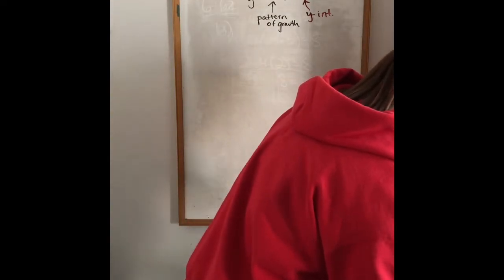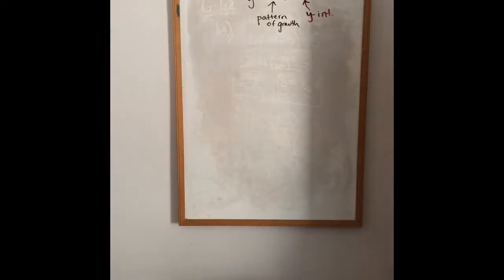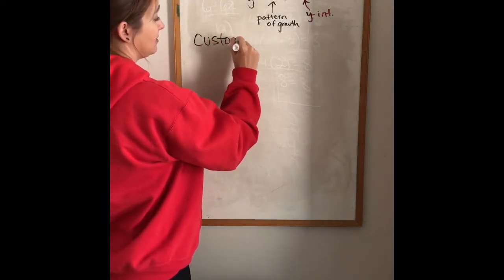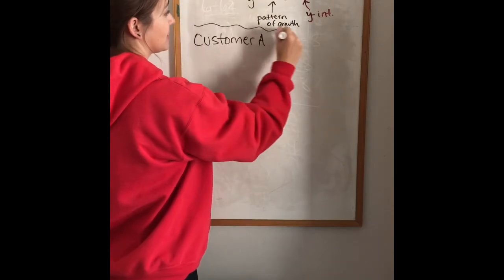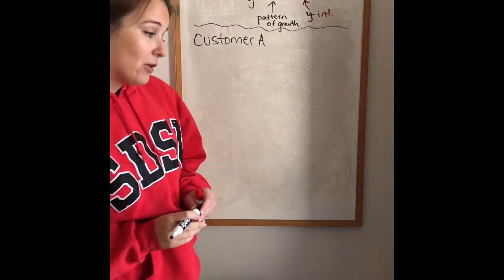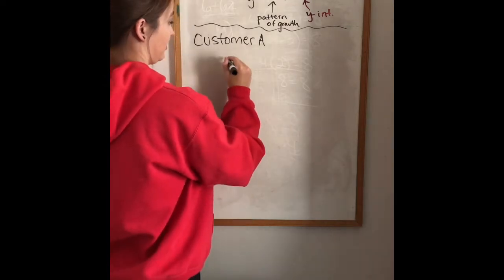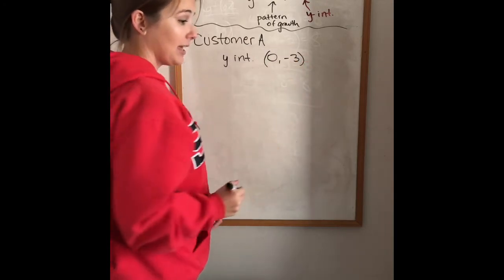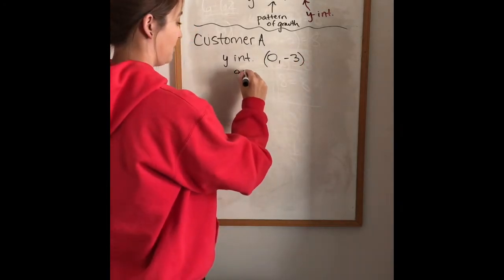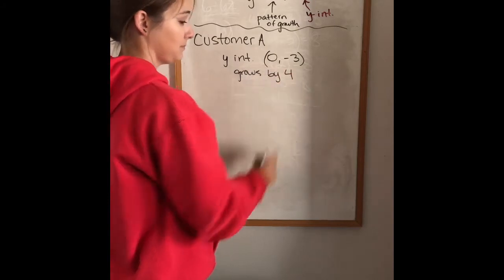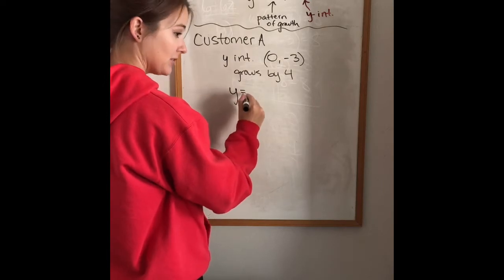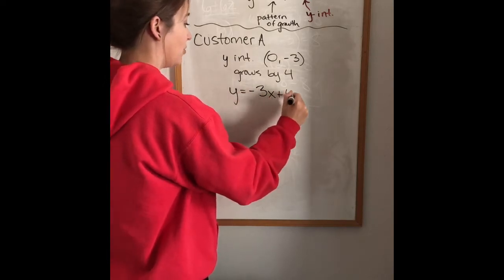Customer A. I'm just reading right from the book, making sure that it's recording, and it is, thank goodness. Customer A says, they want a line that has the y-intercept at 0, -3, and it grows by 4. So this customer ordered the line y equals -3x plus 4.